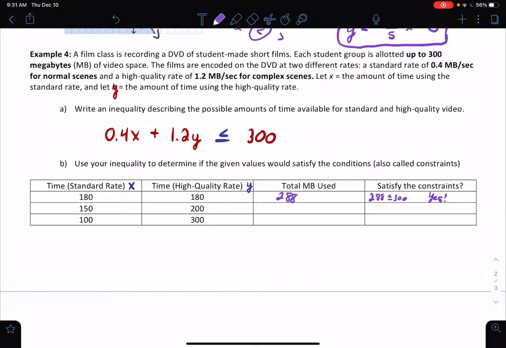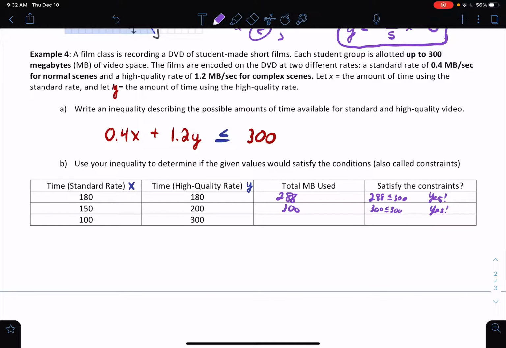What about 150 and 200? So 0.4 times 150 plus 1.2 times 200. That's going to give me 300 megabytes. 300 is less than or equal to 300. That is the max amount that I could have. So yes, this does satisfy the constraint.